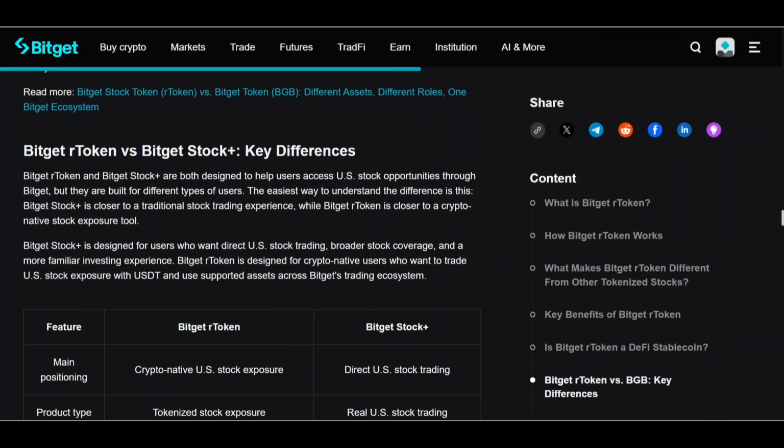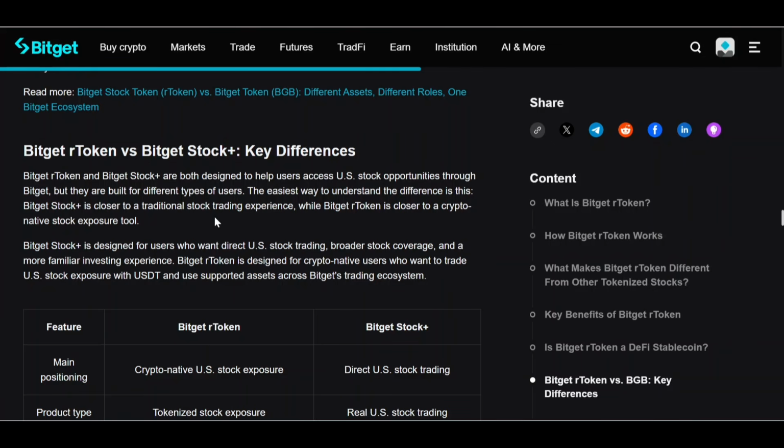So Bitget Stock Plus and Bitget rToken are both designed to help users access US stock opportunities through Bitget, right? But they are built for different types of users. The easiest way to understand the difference is that Bitget Stock Plus is closer to a traditional stock trading experience, while Bitget rToken is closer to a crypto native stock exposure tool. Okay, so those are differences and nuances between them.